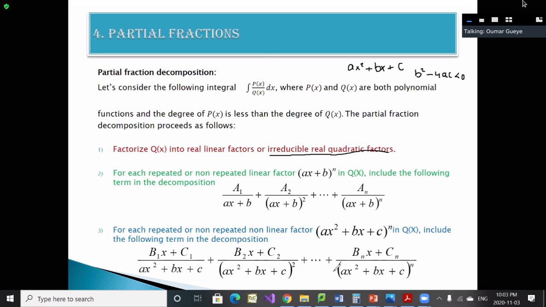The denominator is similar to what we did in step 2. The first term is a copy of your quadratic factor. For the second term, the same copy, but you square it because it's the second term. For the third one, you write it to the power 3, and so on up to the last one. Now, to get the partial fraction decomposition, we add all terms obtained from step 2 and step 3, and you will get our partial fractions decomposition.